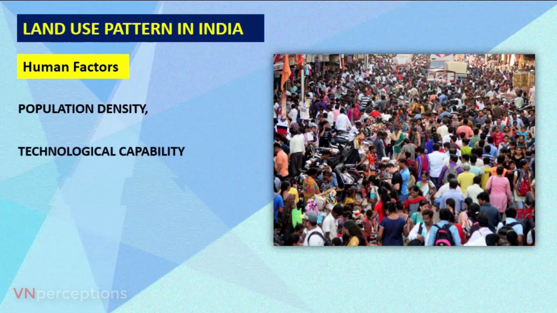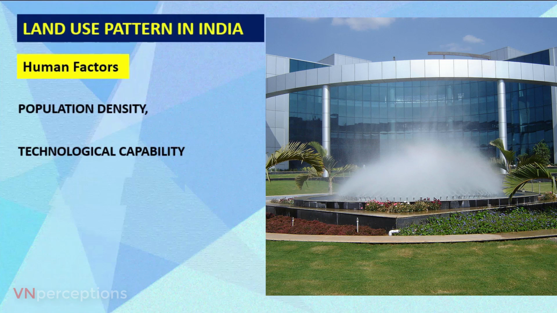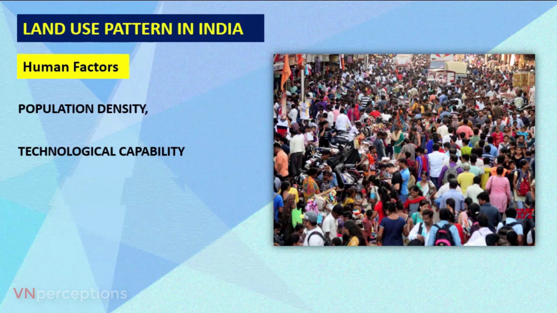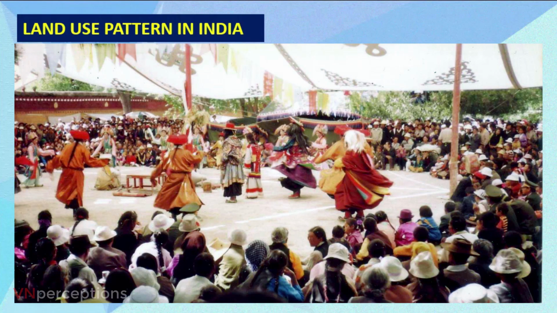Then it is technological capabilities. When we come to cities, the technological capabilities are much better than the rural areas. Of course, there are different states in India using technology even when it comes to agriculture. Agriculture is done with the help of modern machines and hybrid seeds. Then another factor is the culture as well as traditions. The culture and traditions also vary from one part of the country to the other.